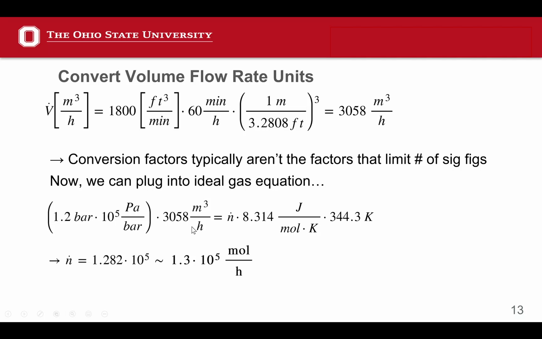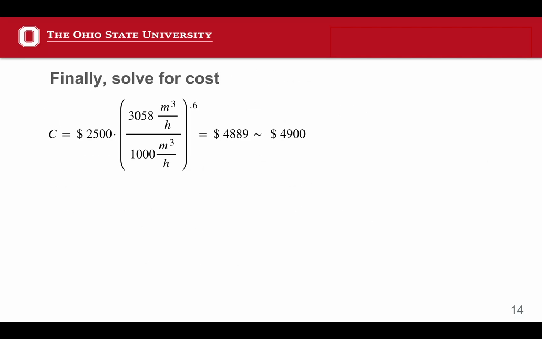So I worked in a conversion from bar to Pascal for my pressure there as well. So we get a final value for molar flow rate of 1.3 times 10 to the fifth. All right, looking at part B, we now have our converted volumetric flow rate, which we can plug into this formula for cost to get $4,889, which we would then round to $4,900.